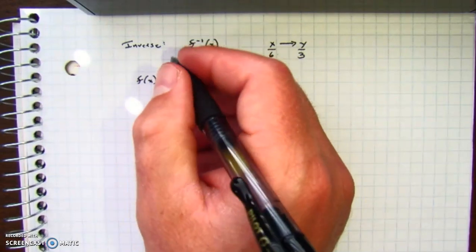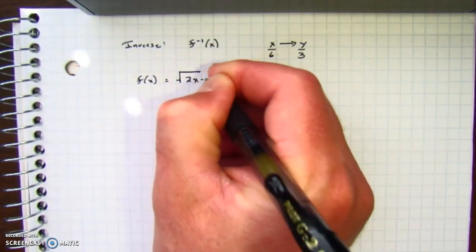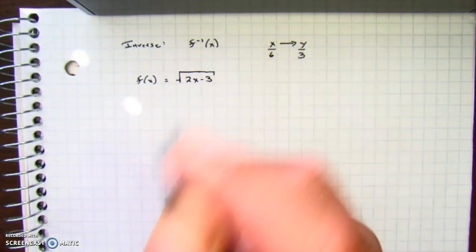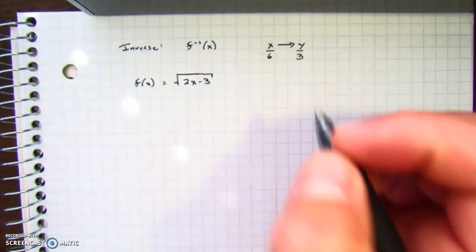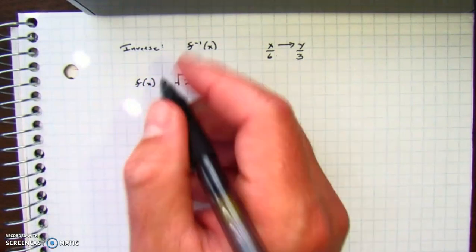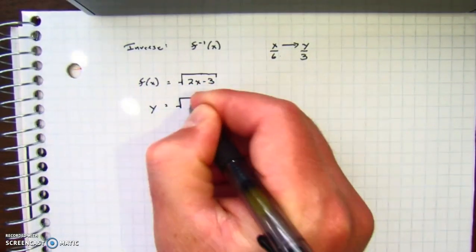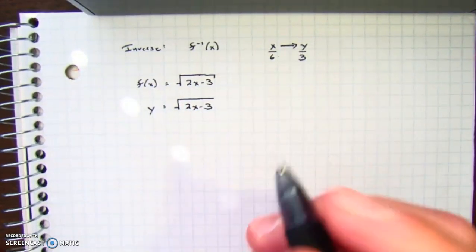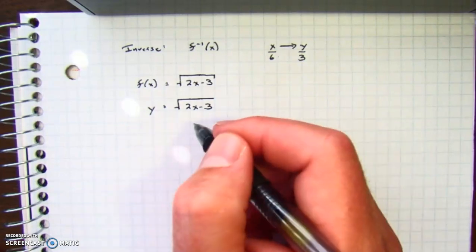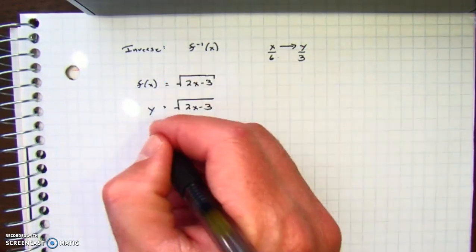Let's take an example. Let's say f(x) equals the square root of 2x minus 3. The first step is kind of an easy step: instead of f(x), just put y, and everything else stays the same. Then the second step, you're going to switch the x and the y, and then solve again for y. So let me show you here.